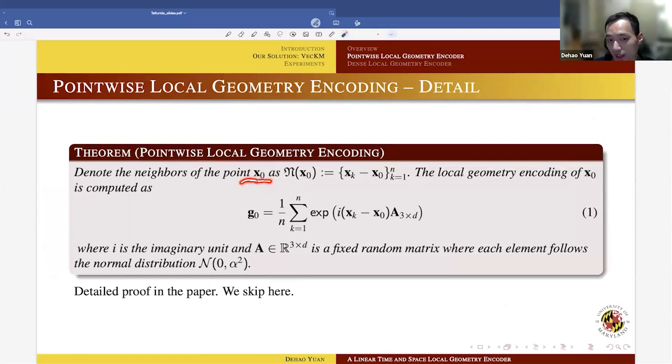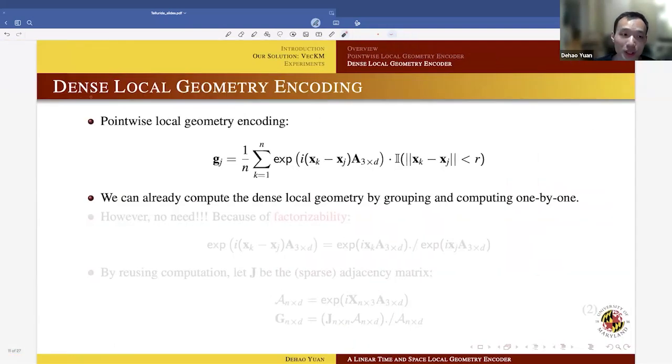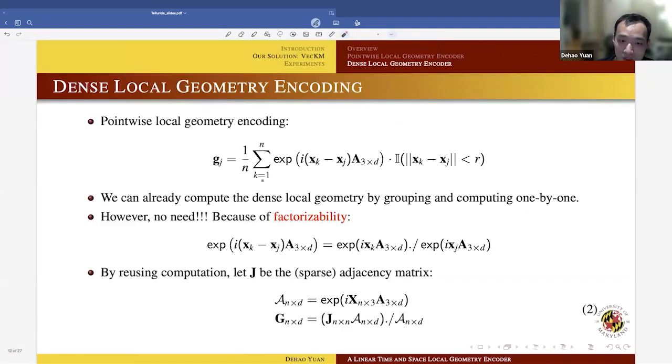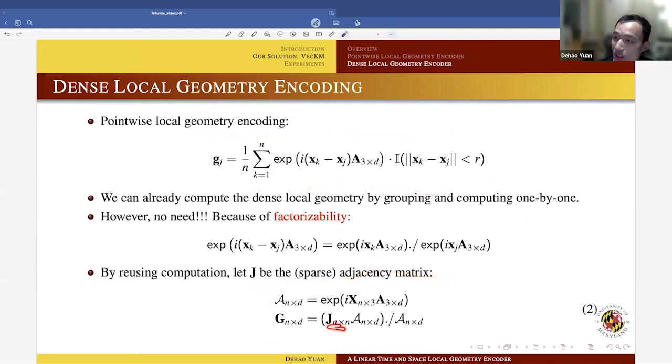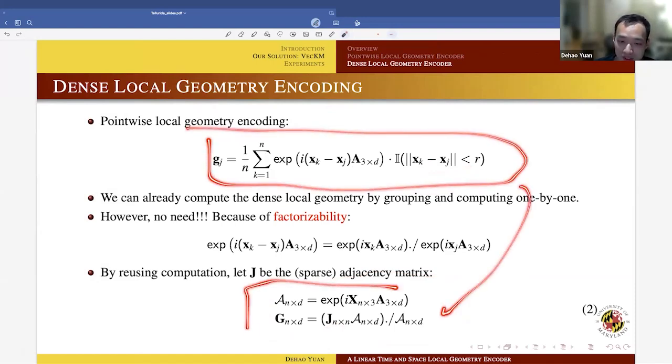So the input is a single point x0. If you compute dense local geometry encoding, it means that for all the points you want to compute the local geometry encoding, then we can write it into a matrix multiplication. You can look at this formula. It is just a matrix version of this. Here J is the adjacency matrix, where J equals 1 if they are neighborhood and 0 if they are not neighborhood. So basically if you write it into matrix form, then it would be this.